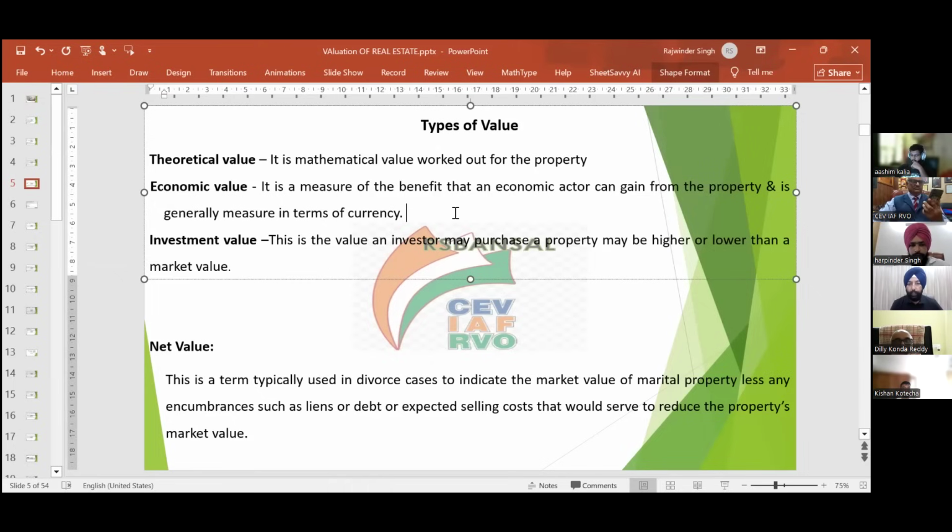investment property. So this is a value at which an investor may purchase a property. It may be higher than the market value or it may be lower than the market value. Clear? Any doubt about it?